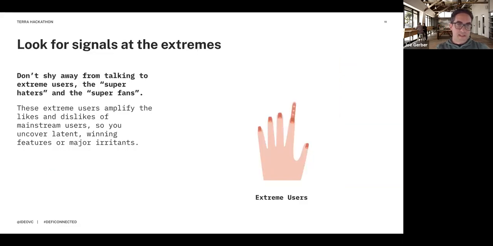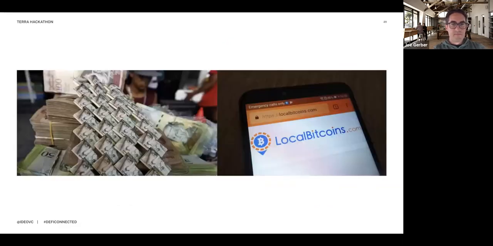And then, like I said, signals at the extremes. Let's skip to the next slide. We worked with a project called Valor, which is in Colombia and Venezuela. They did research with people who only transacted in Bitcoin, because the Bolivar is going through hyperinflation in Venezuela. And from that, you start to learn weird, interesting behaviors that you can then design around.